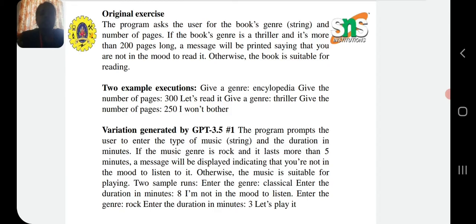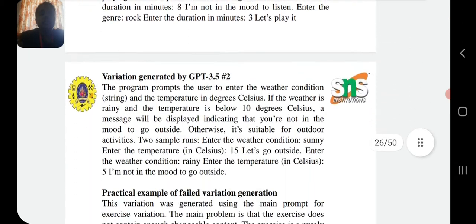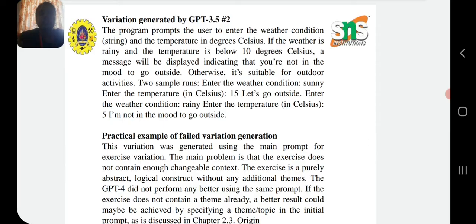Two sample runs. Enter the genre: Classical. Enter the duration in minutes: 8. I am not in the mood to listen. Enter the genre: Rock. Enter the duration in minutes: 3. Let's play it. Variation generated by ChatGPT 3.5, number 2. The program prompts the user to enter the weather condition, a string, and the temperature in degrees Celsius. If the weather is rainy and the temperature is below 10 degrees Celsius, a message is displayed indicating you are not in the mood to go outside. Otherwise, it is suitable for outdoor activities. Two sample runs. Enter the weather condition: Sunny. Enter the temperature in Celsius: 15. Let's go outside.